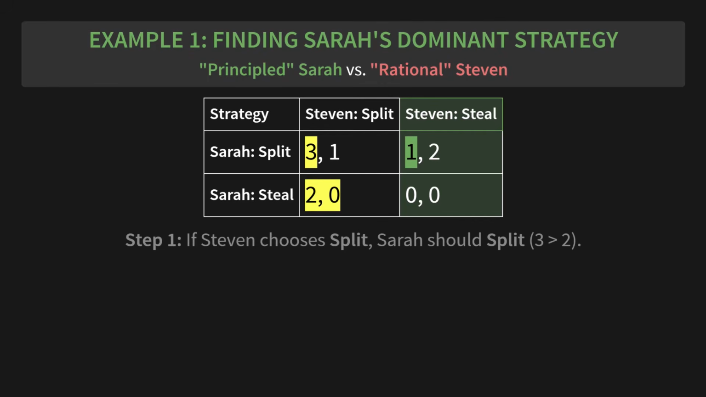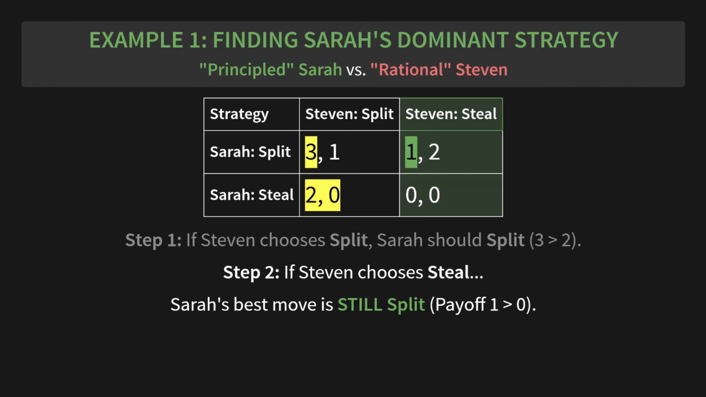Okay, now for step 2. What if Stephen chooses to steal? We're looking at the second column now. If Sarah chooses split, her payoff is 1. If she chooses steal, her payoff is 0. 1 is bigger than 0, so her best move is still split.